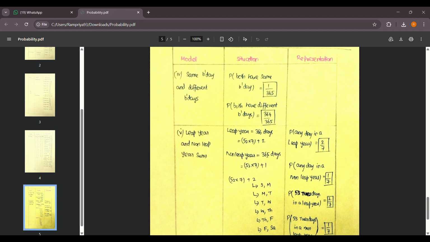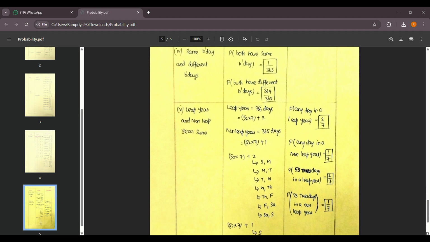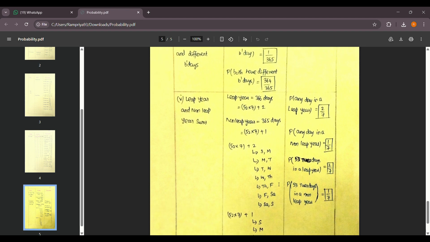And 52 into 7 plus 1 you get 365. So here this 2 I have split into different scenarios. Like for example, Sunday-Monday, Monday-Tuesday, Tuesday-Wednesday, Wednesday-Thursday, Thursday-Friday, Friday-Saturday, and Saturday-Sunday. So they'll be asking probability of any day in a leap year. Say for example, probability of Tuesday appearing in a leap year. You have 2 out of 7. Sample space is 7 and Tuesday appears twice here. So any day for that matter appears 2 times out of 7. So probability of any day in a leap year is 2 by 7.